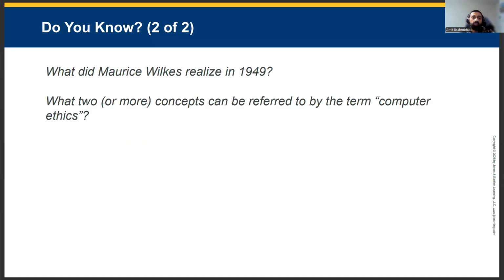And one more: what did Maurice Wilkes realize in 1949 about programming and its practical difficulties? And when people say computer ethics, what topics do they mean? Professional codes, societal impacts, security, or all of the above? Questions like this tie technical work to history and responsibility.